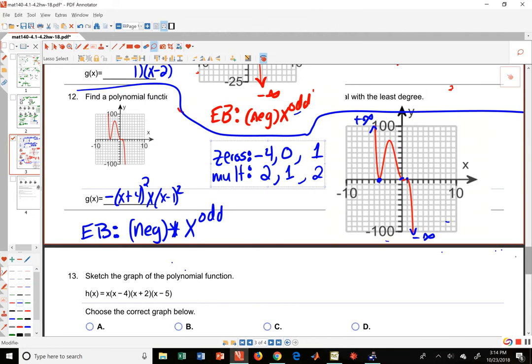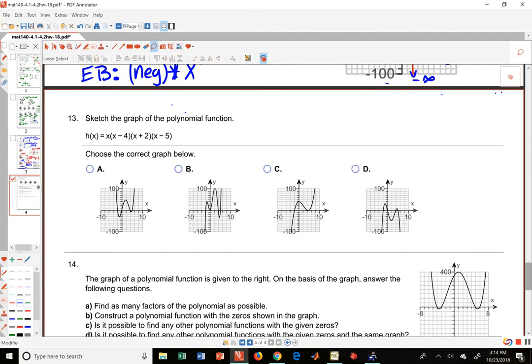All right, last couple. Now the graph is given to us, so it's a little bit easier. You can see all these are linear zeros. You can actually tell what the degree is by just kind of covering up these numbers. By covering up the numbers, you get an x times an x times an x times an x.